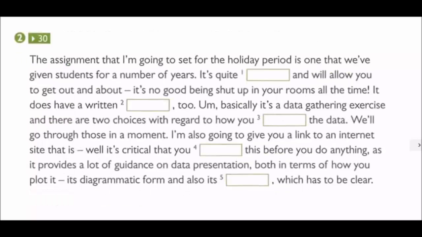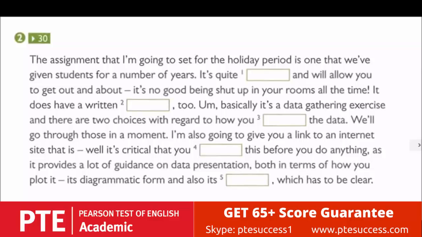The assignment that I'm going to set for the holiday period is one that we've given students for a number of years. It's quite practical and will allow you to get out and about. It's no good being shut up in your rooms all the time. It does have a written element too.